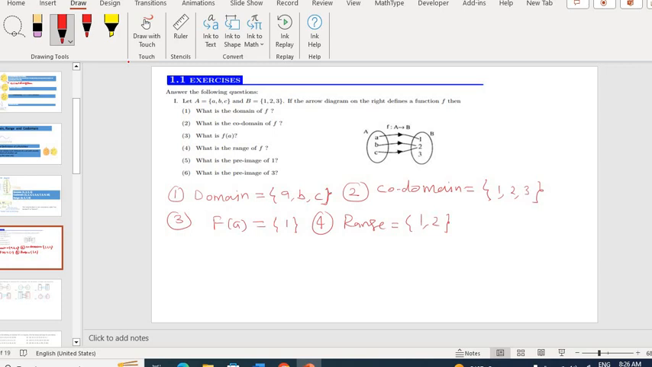What is the pre-image of 1? Question number 5. The pre-image of 1 is equal to A. Question number 6. What is the pre-image of 3? So there is no pre-image. There is no pre-image of 3 because 3 is not matched to set A. I have written something here in curly brackets. f of A is 1. The pre-image of 1 is A, and for question number 6, there is no pre-image of 3.